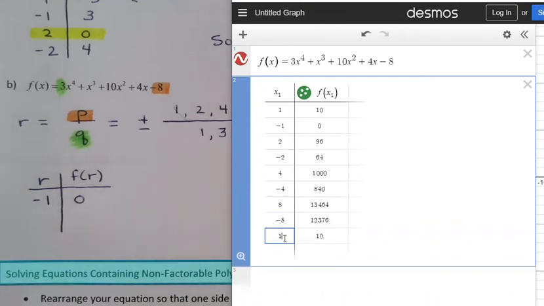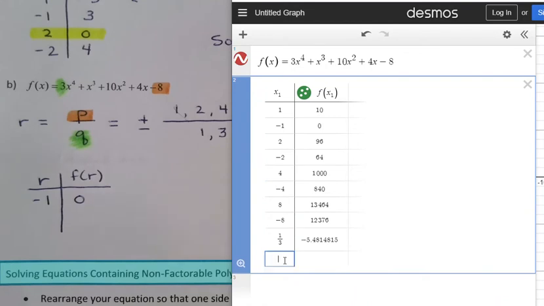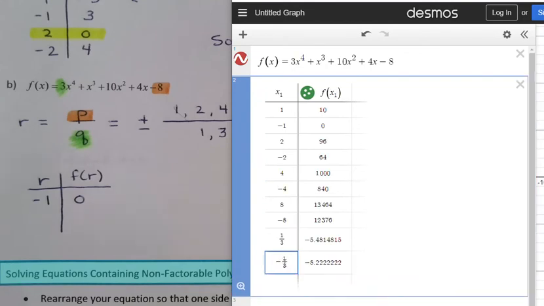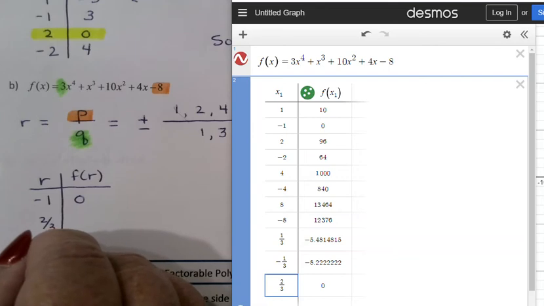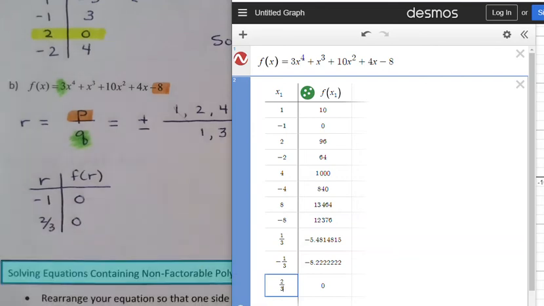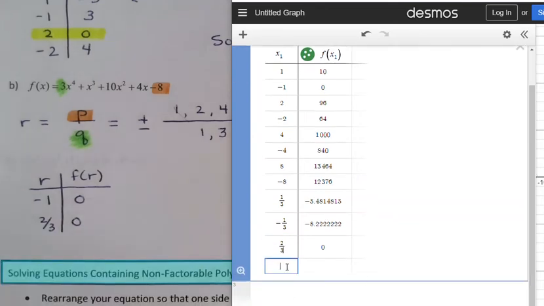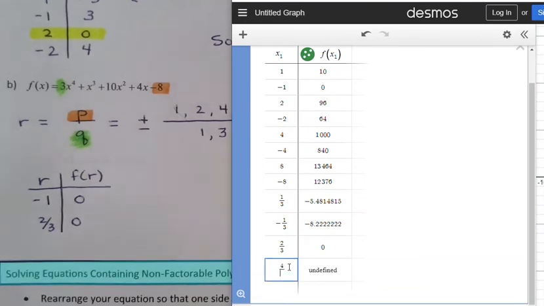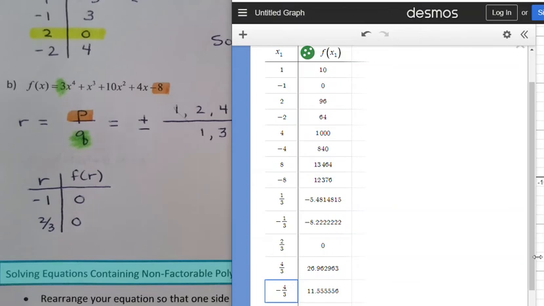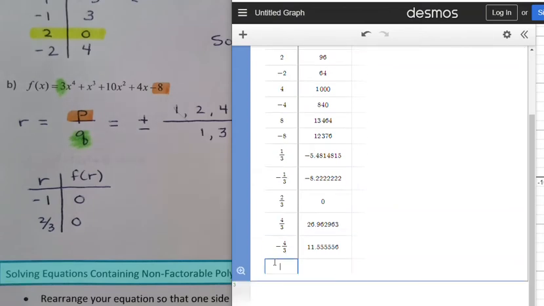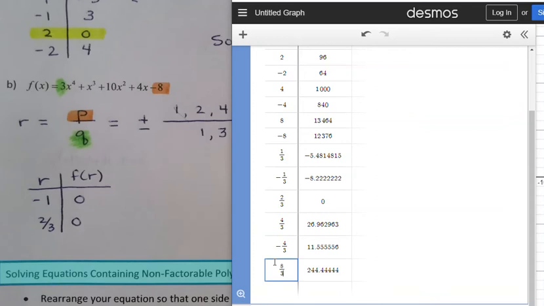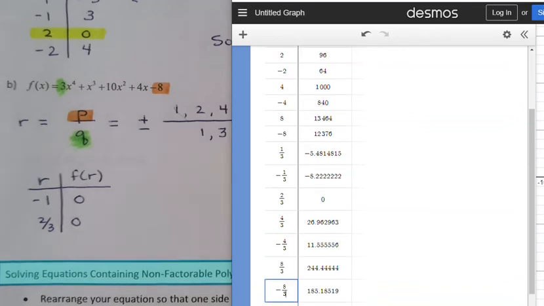All right, let's start with the fractions. 1/3, negative 1/3. Oh, there's another one. 2/3 also gave us an output of 0. 4/3, negative 4/3, 8/3, and negative 8/3, and that's it. No more zeros, right?